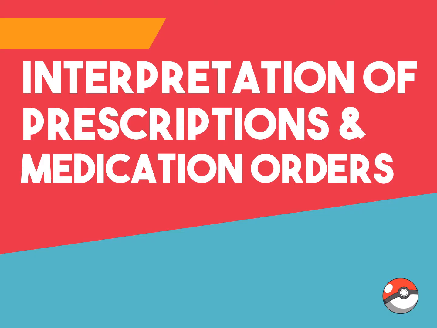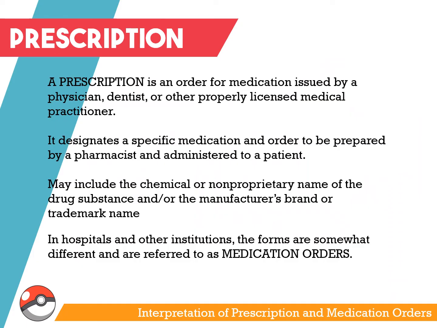So we are now at this part, interpretation of prescriptions and medication orders. First of all, what is a prescription? A prescription is not just a piece of paper. It is an order for medication issued by a physician, dentist, or other properly licensed medical practitioner. It designates a specific medication to be prepared by a pharmacist and administered to a patient. It has many parts which we will discuss later.